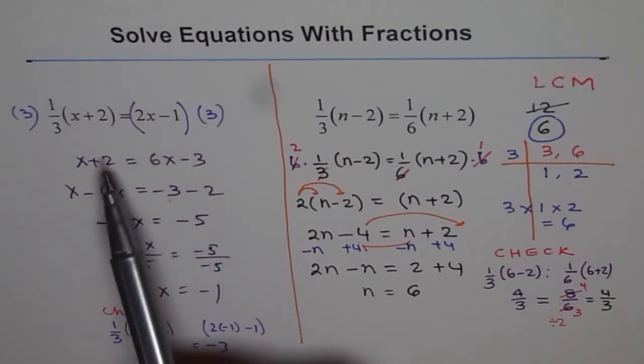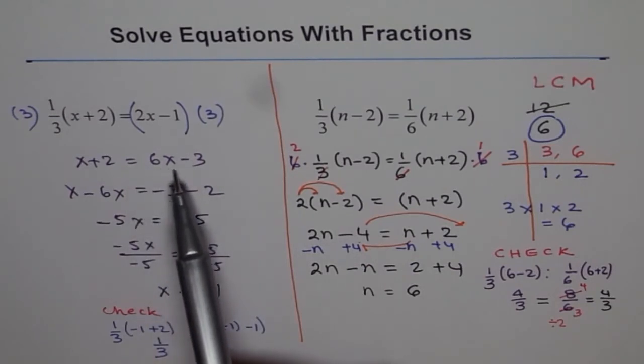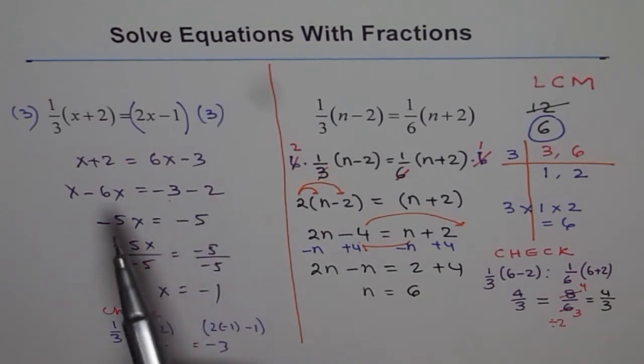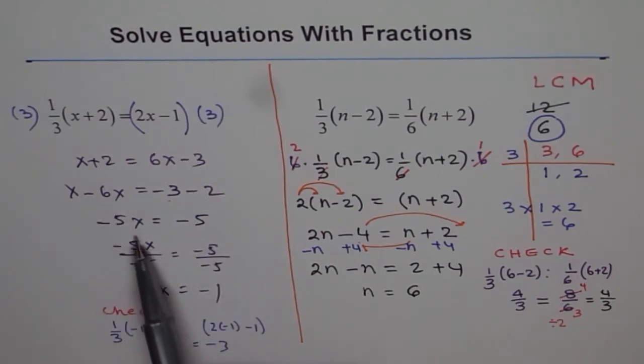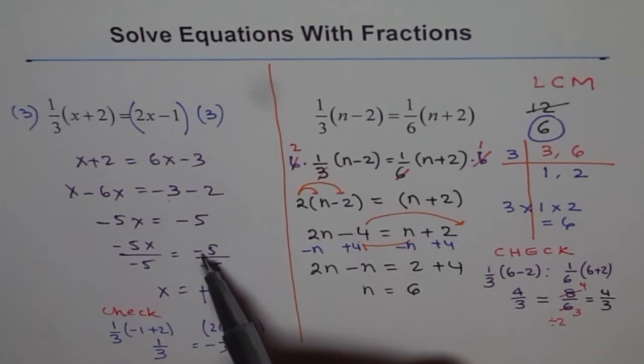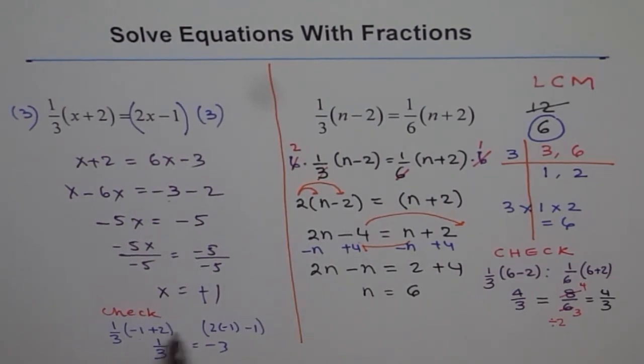Let's check it out. So when I multiply by 3 on both sides, I get x plus 2 equals 2x minus 3. So x minus 6x and minus 3 minus 2. So which is x minus 6x? And oh, the answer is plus 1, not minus 1. Correct? So minus 5 divided by minus 5 is plus 1. Okay, so that, see, check, it helps. So let's check it out. Let's plug plus 1 instead of minus 1. So when I write plus 1 here and plus 1 here, then do we get the right answer?